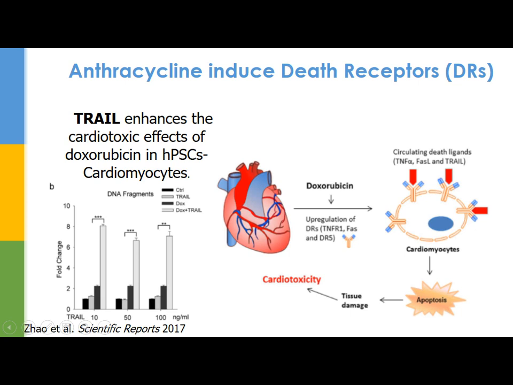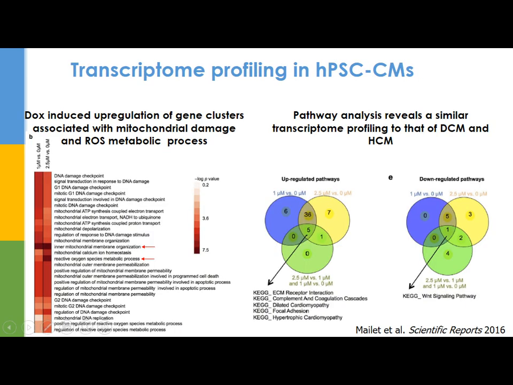These death receptors may serve as novel therapeutic targets, but also as an early marker for the disease. When we zoom in to the molecular level, doxorubicin application induced upregulation of gene clusters associated with mitochondrial damage and ROS metabolic pathways in the human pluripotent stem cell platform. And importantly, in this study they used pathway analysis and revealed a transcriptome profile similar to that of dilated cardiomyopathy and hypertrophic cardiomyopathy.